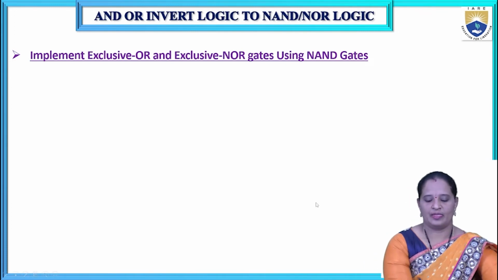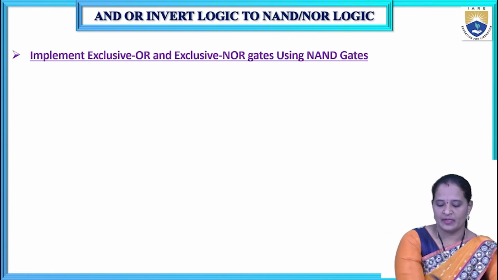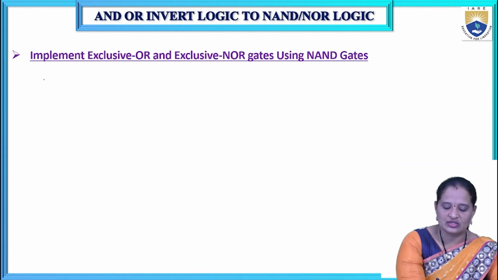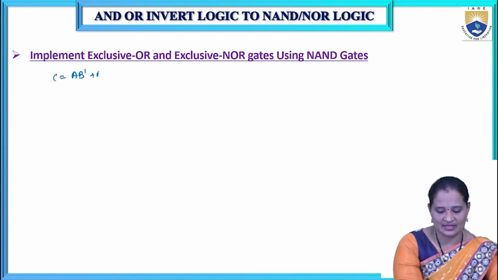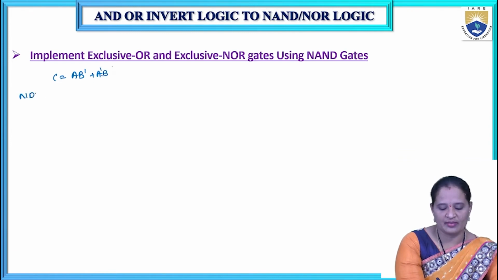So let us implement this one, the XOR gate. Again, C is equal to A B bar plus A bar B. So here I'm using the NOR implementation. I'm doing this one using NOR. So here the NOR implementation is done.